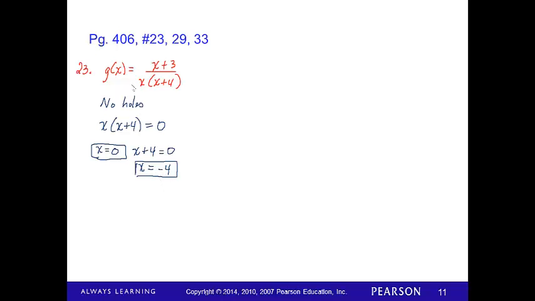If you were to graph this function using your graphing calculator, you'll see as the graph approaches 0, it either blows up or it blows down, but it will never actually touch x equals 0. And you'll see the same behavior when x is negative 4.